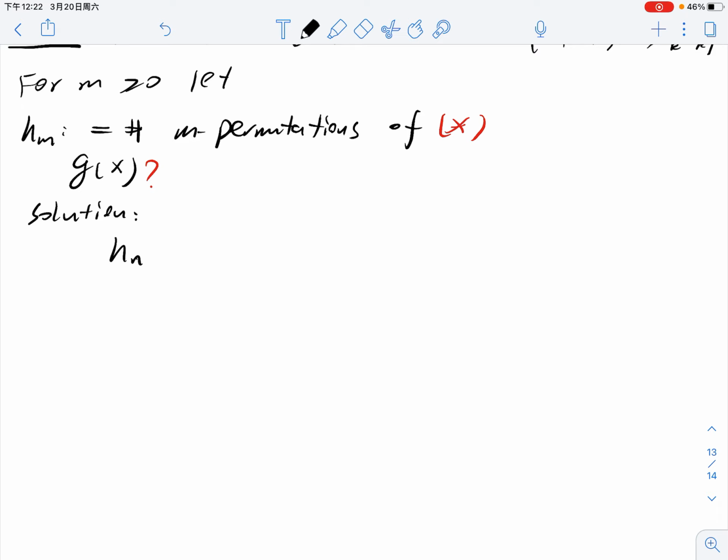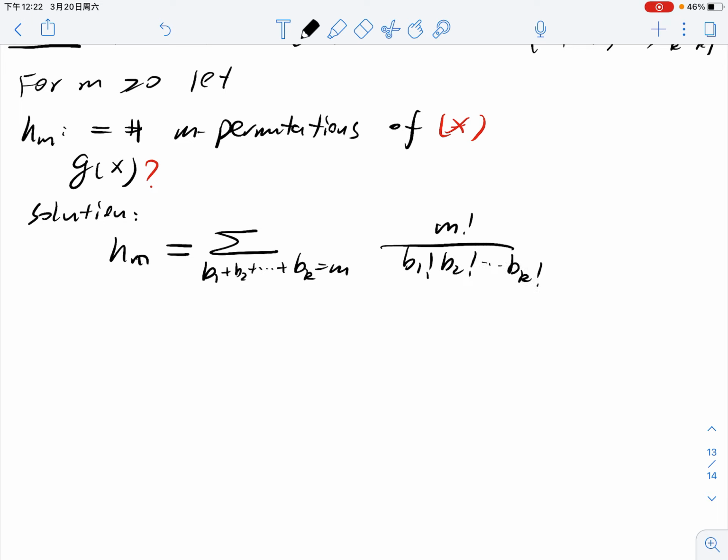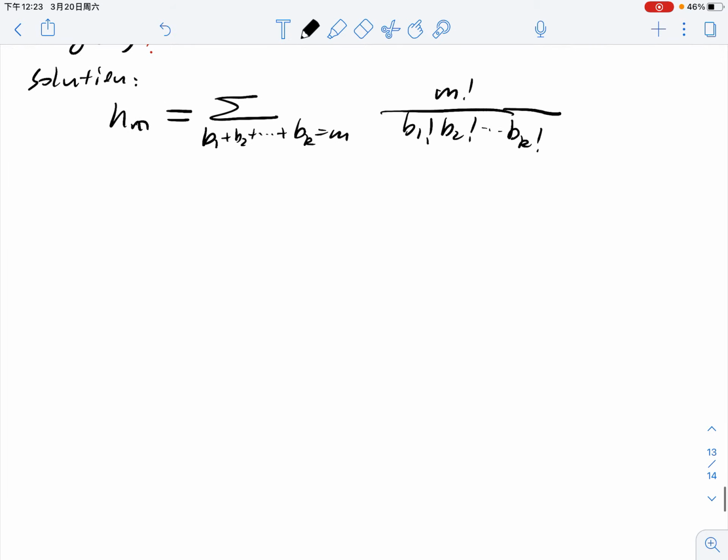So first, recall what h_m is. We already know that h_m is the summation of m factorial divided by b1 factorial, b2 factorial, ..., bk factorial, for all b1 to bk such that the summation is m, and each b_i is between 0 and n_i.